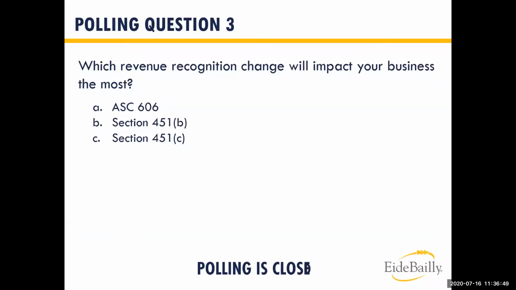So, third polling question: which revenue recognition change will impact your business the most? ASC 606, 451(b), or 451(c)? All right, that poll is open.